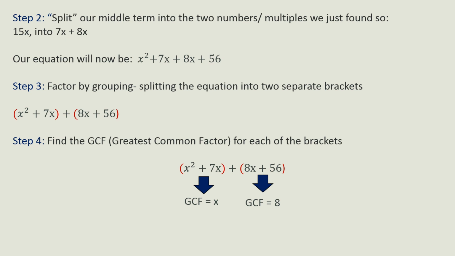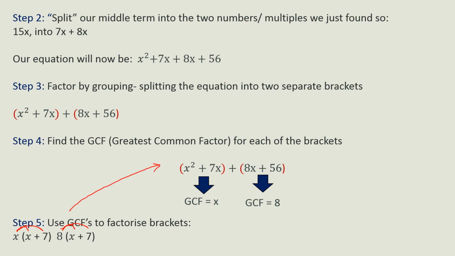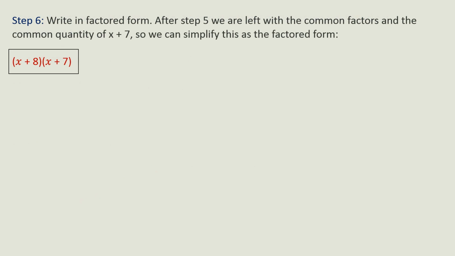Now, if we expand this out, it'll be x times x is x squared, x times 7 is 7x, 8 times x is 8x, and 8 times 7 is 56, which will bring us back to the two brackets we had before. Now the last step to get our answer, we have to write our equation into factored form. After step 5, we were left with just the common factors and the common quantity of x plus 7. So we can simplify this as factored form, which will then become x plus 8 and x plus 7.